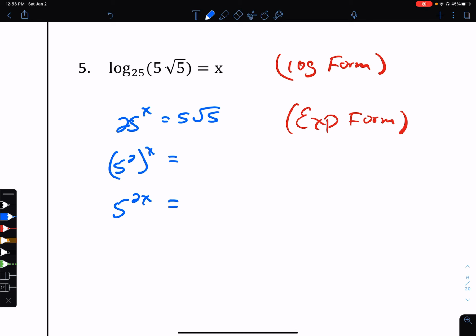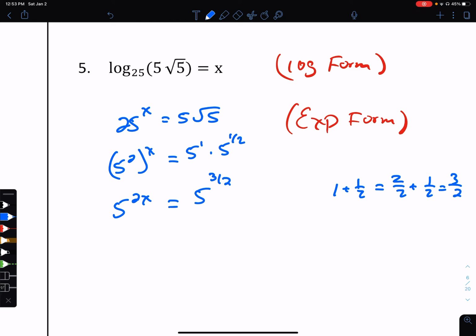On the right, this is 5 to the first times 5 to the half. The product property, when you're multiplying with the same base, you add the exponents. 1 plus a half would be like 2 over 2 plus a half. Getting common denominators, that's 3 over 2.